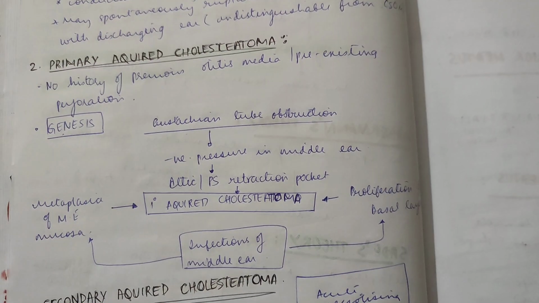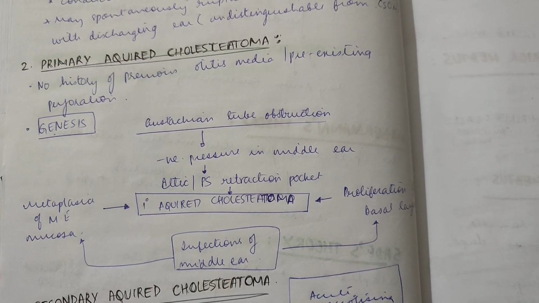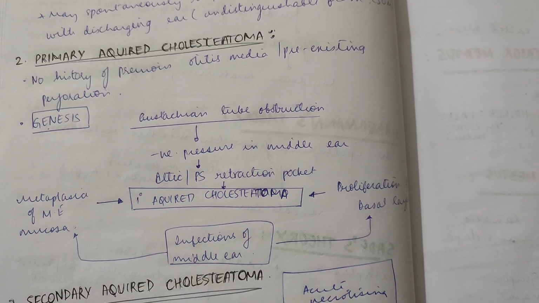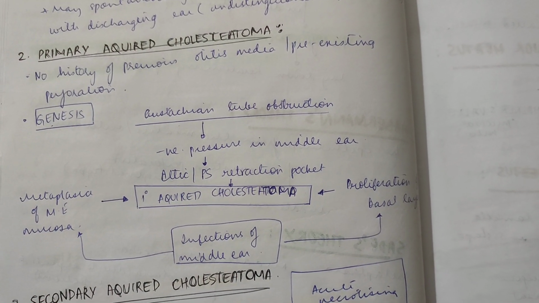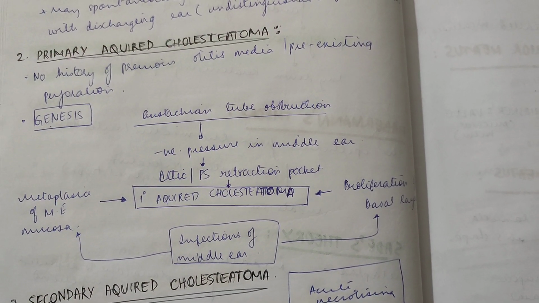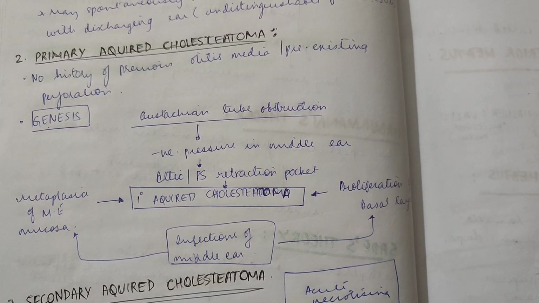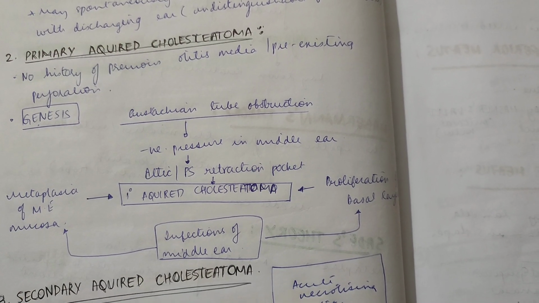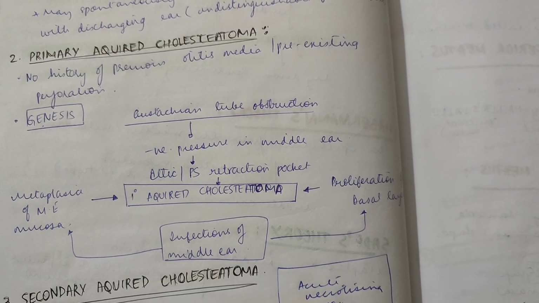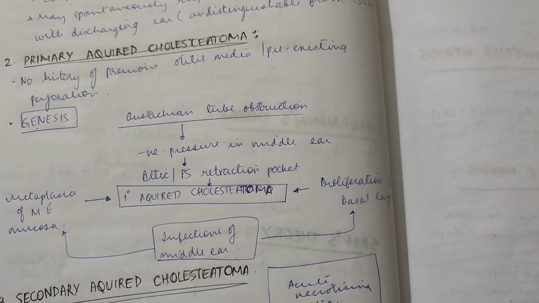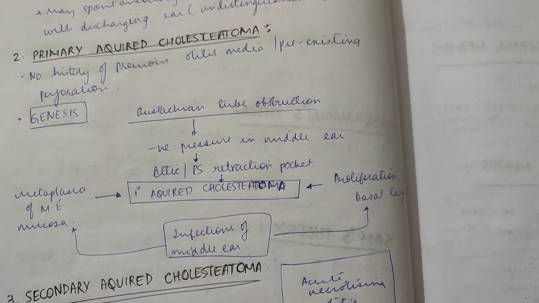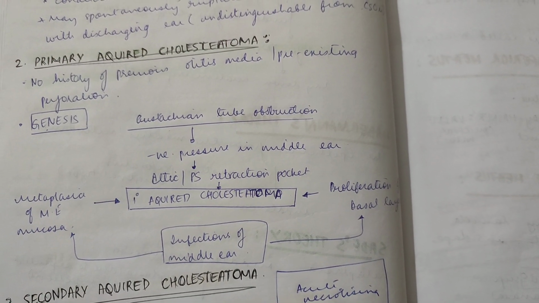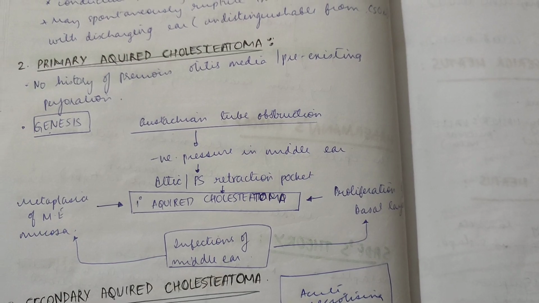Primary acquired cholesteatoma. In this we call it primary because there is no previous history of otitis media or no history of a pre-existing perforation. So either there is eustachian tube obstruction, which is creating a negative pressure in the middle ear, because of which there is a retraction pocket formed either in the attic or the posterior superior part of the pars tensa, that is causing primary acquired cholesteatoma, or because of proliferation of the basal layer, basal cell hyperplasia, or metaplasia of middle ear mucosa because of underlying infections of the middle ear. These could be the causes for primary acquired cholesteatoma.